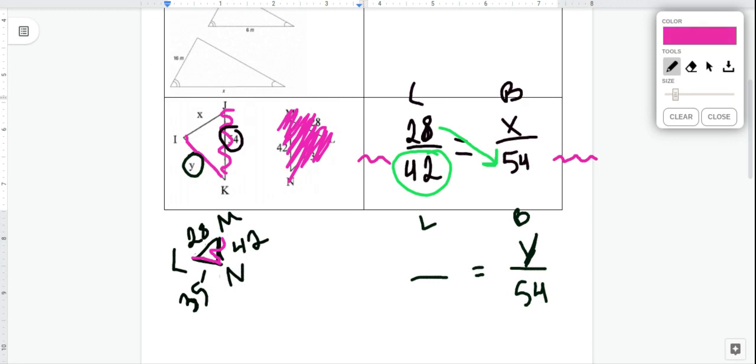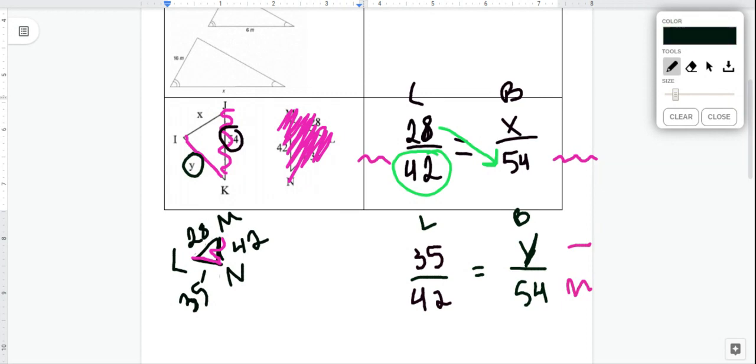Okay, so now color code. My Y was the pink straight line. My 54 was the pink squiggle. So on my little shape, what was the pink straight line? 35. And what was the pink squiggle? 42.